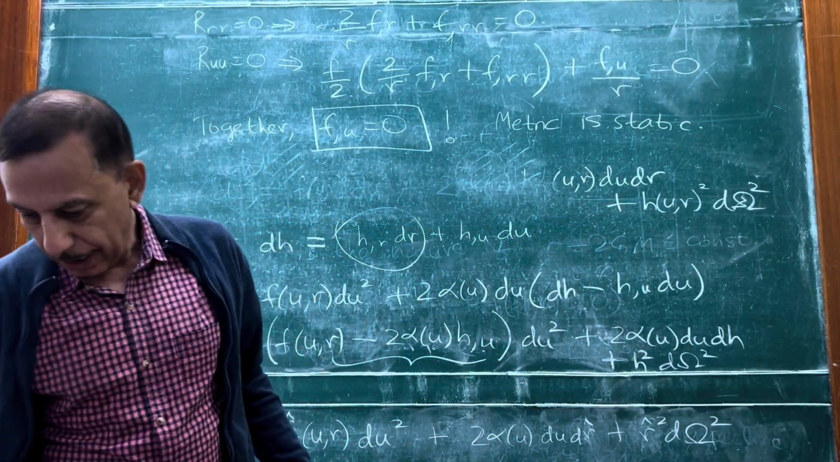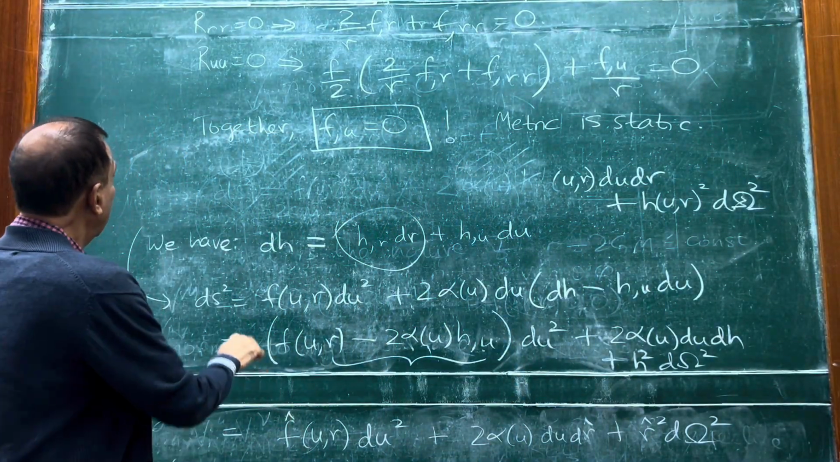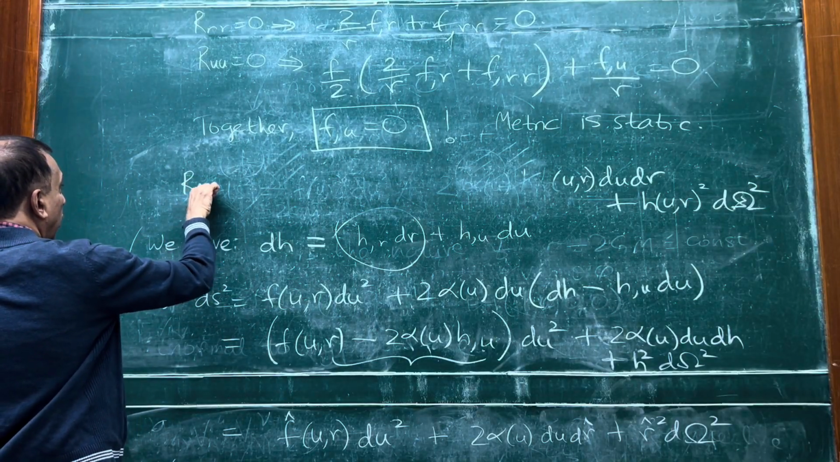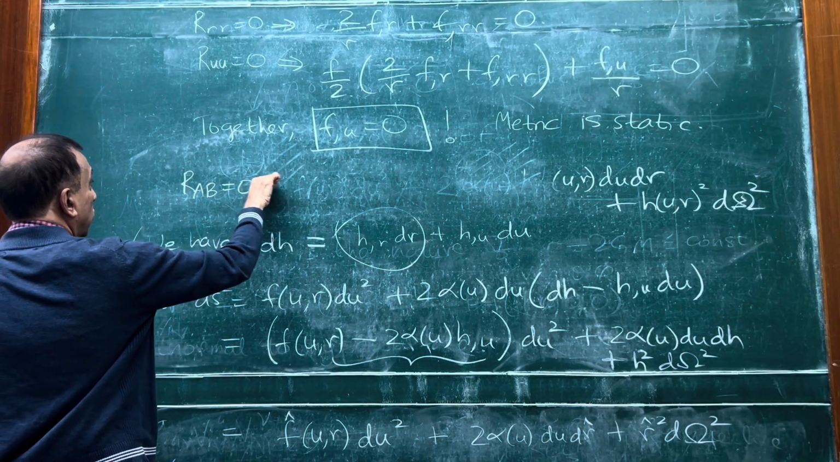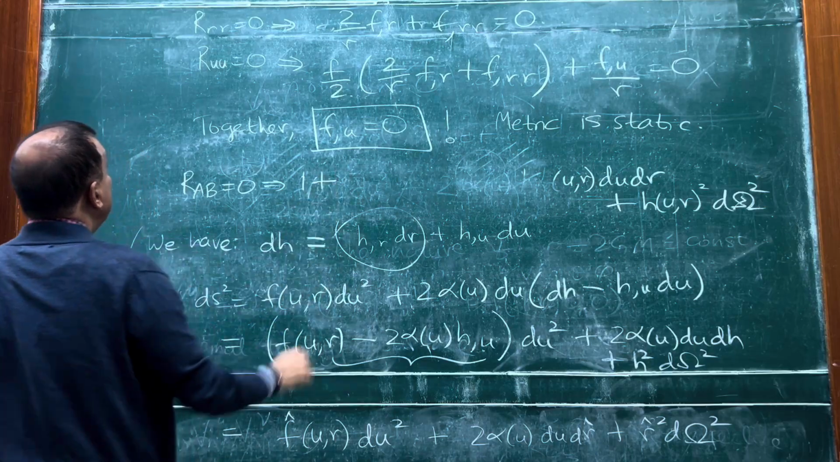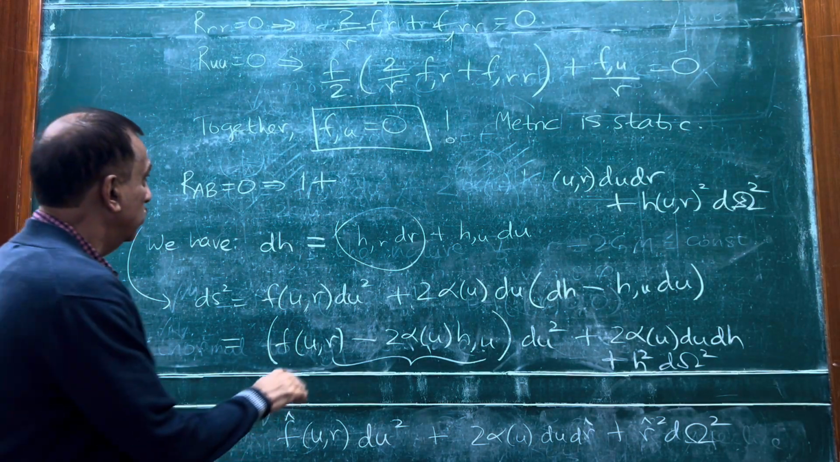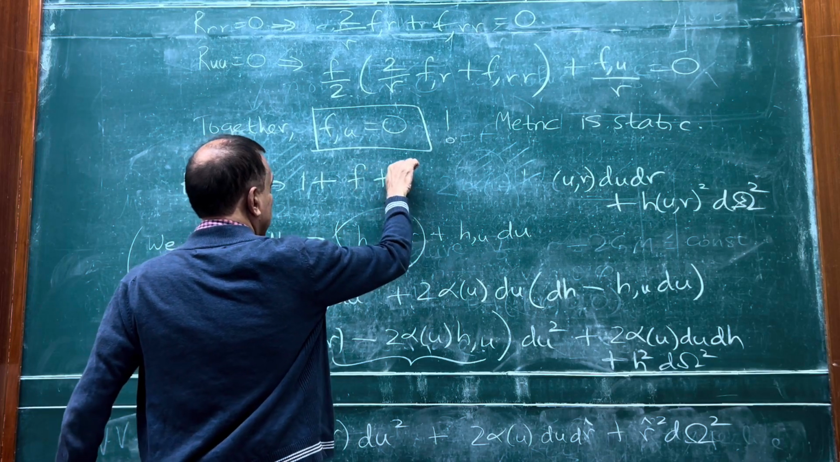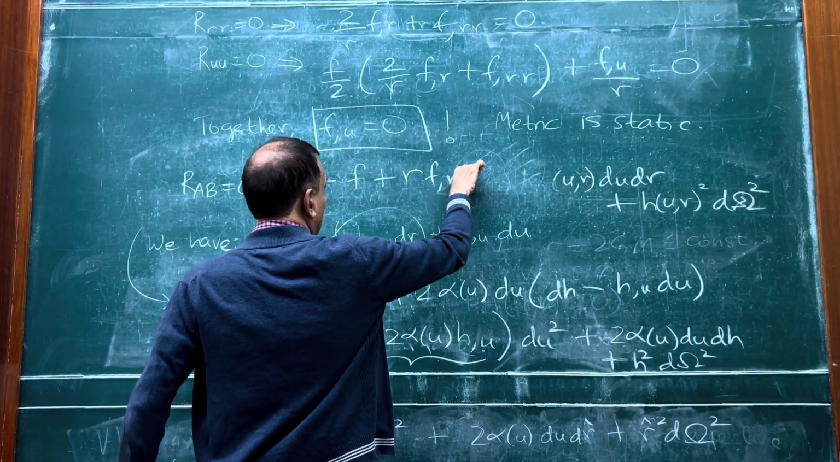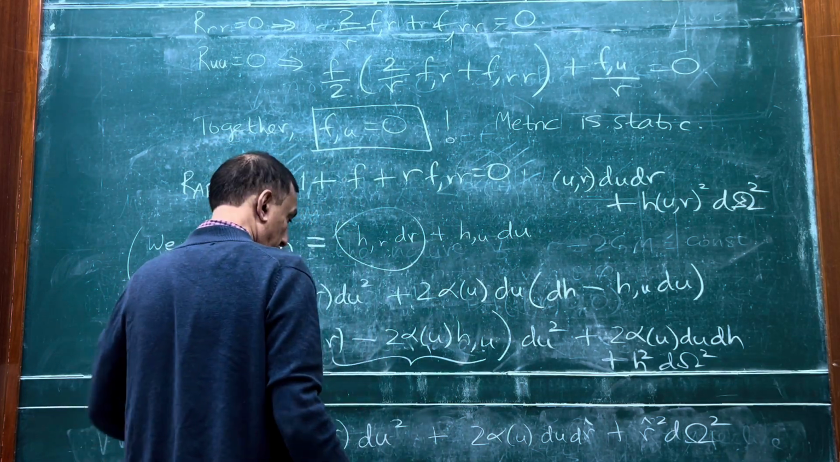Okay, and having done that, R_AB equals 0 gives me 1. R_AB, remember, is very nice because of that 1 in front. It's 1 plus f plus r f comma r equals 0.